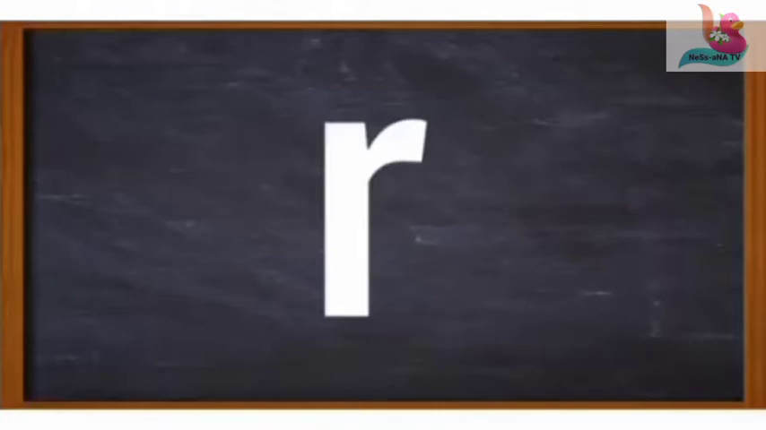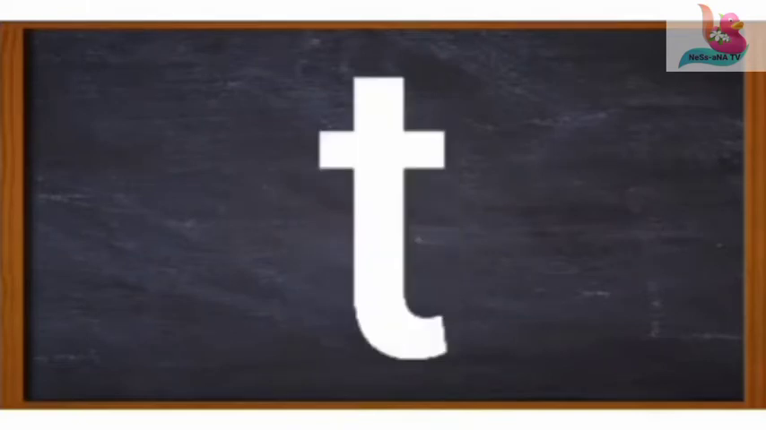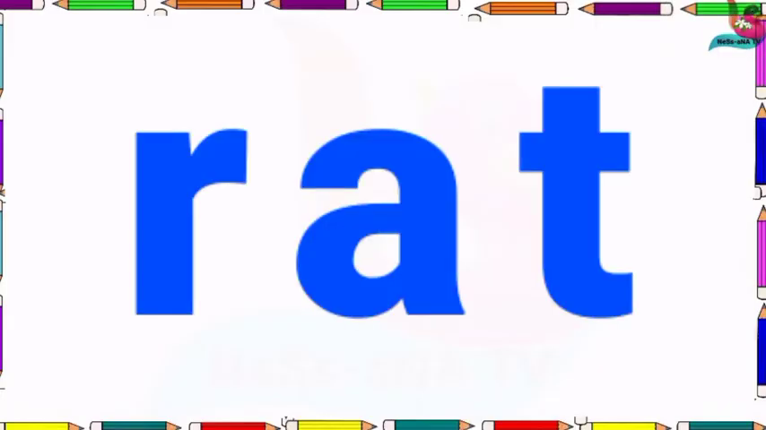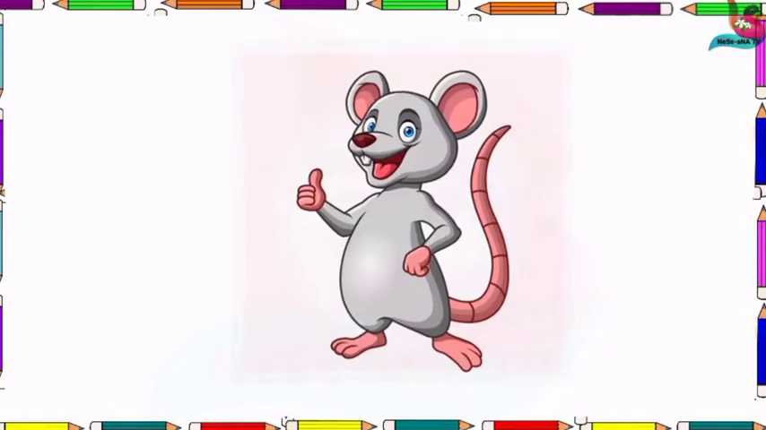Okay, the next one is R. Letter R sounds R. The next one, A. The third one, T. And then we have R, A, T. Art. Again, art. And the 3-letter word, rat. Very good. Rat.